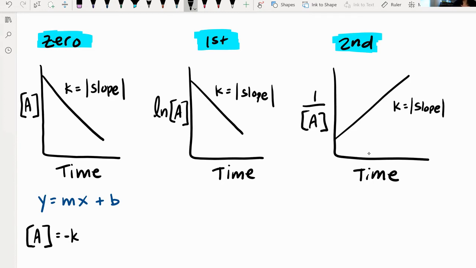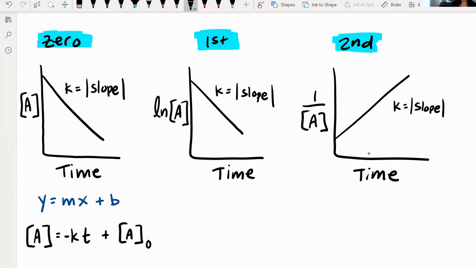For X, we have time on the X-axis. So we're going to put a T for time. And then B, that's your Y-intercept, or in other words, when the X value equals 0. And so it's going to be the concentration of A at time 0. This format, Y equals mx plus b, that's your integrated rate law.